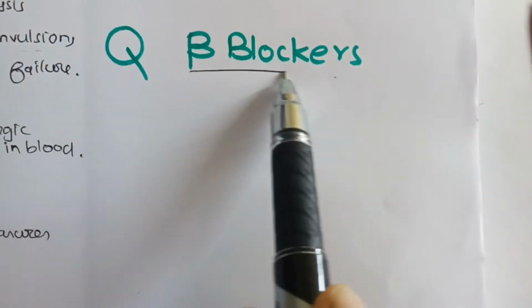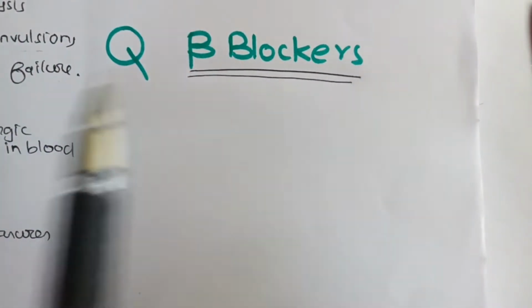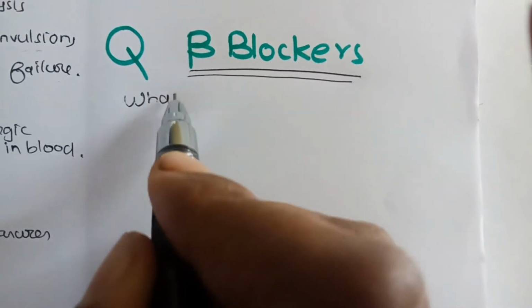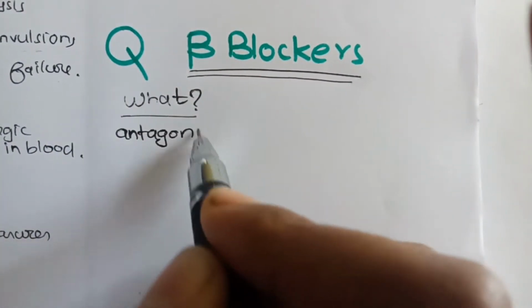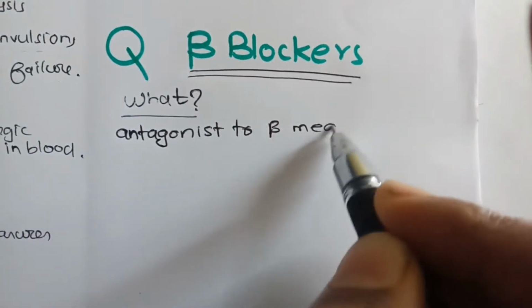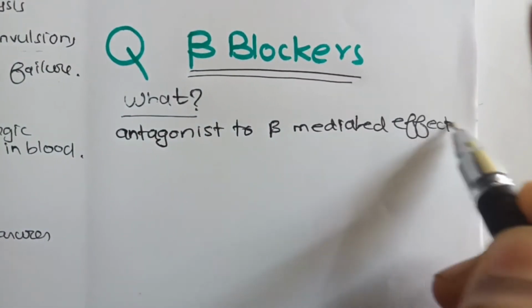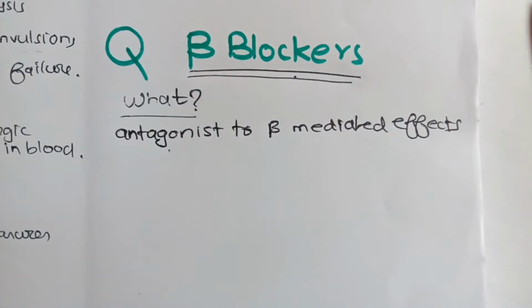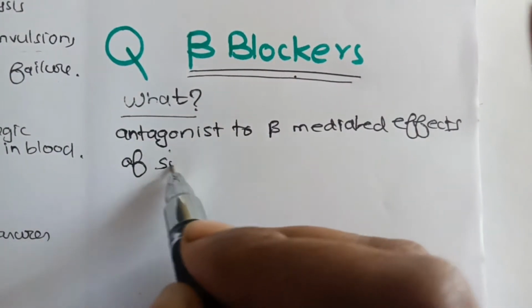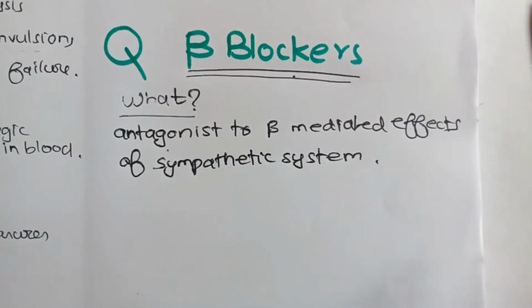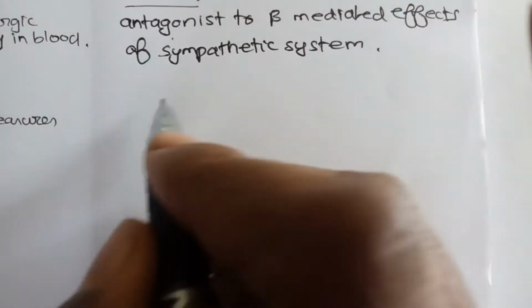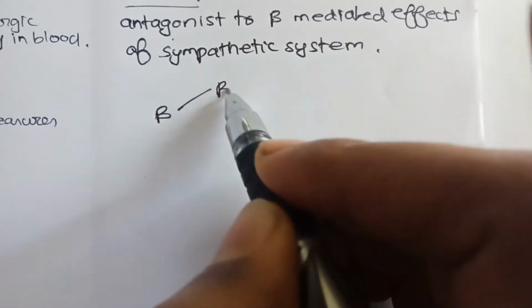Here we will talk about beta blockers. Before moving on to the questions in the beta blocker section, we should know what it is. Basically, beta blockers are antagonists to beta mediated effects. They are antagonists to the beta mediated effect of the sympathetic system. Then what are these beta mediated effects?